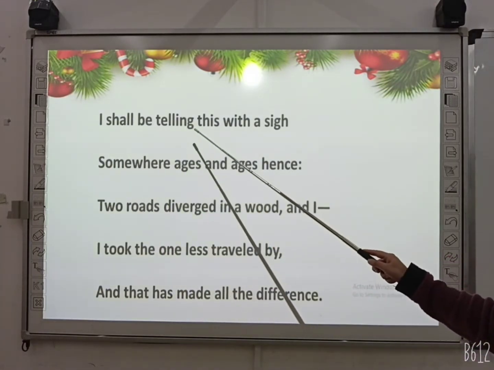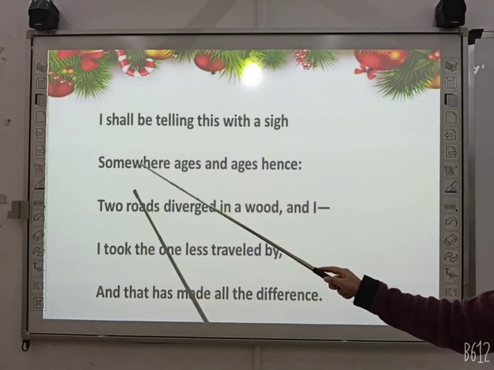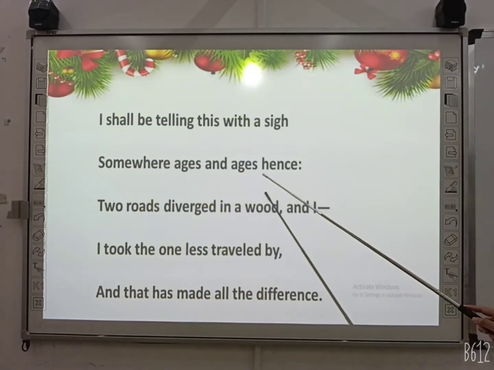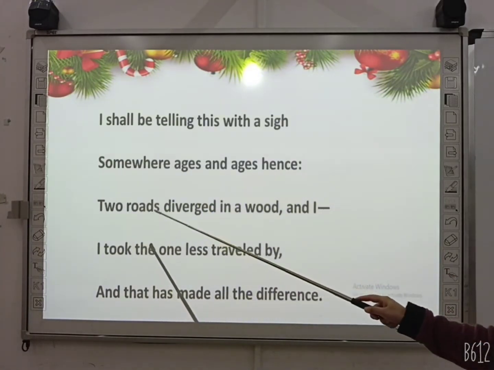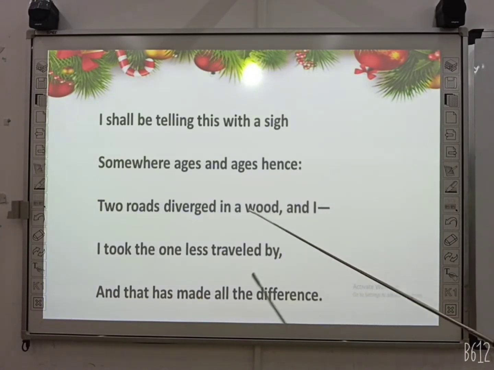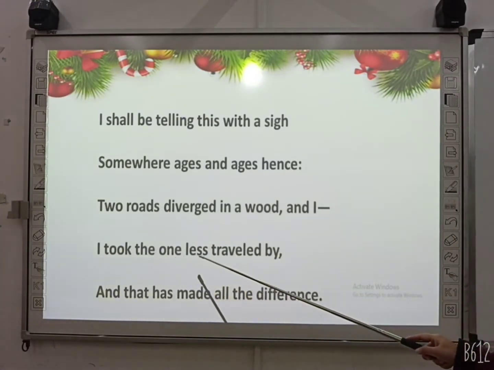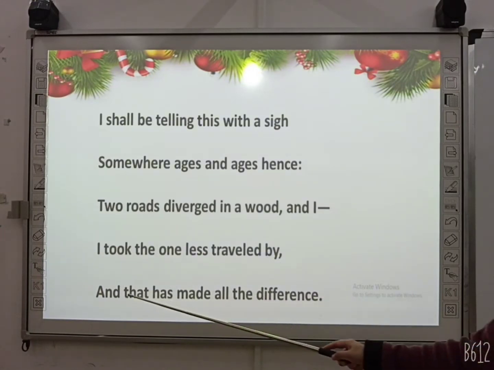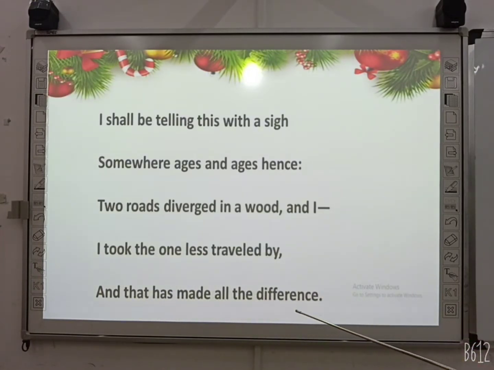I shall be telling this with a sigh, somewhere ages and ages hence. Two roads diverged in a wood, and I took the one less travelled by, and that has made all the difference.